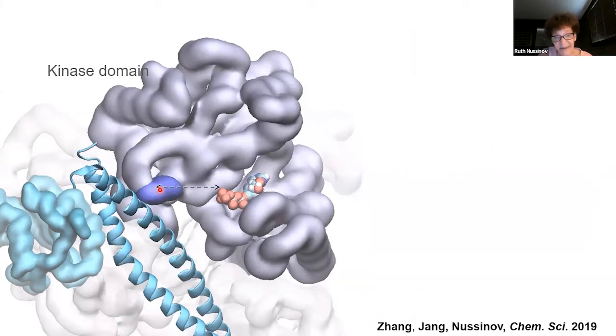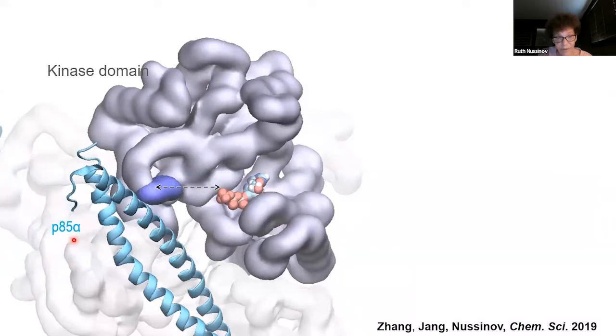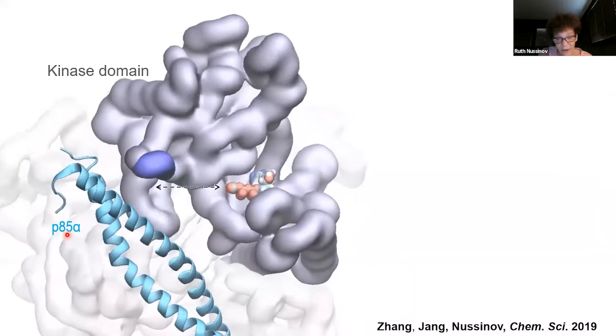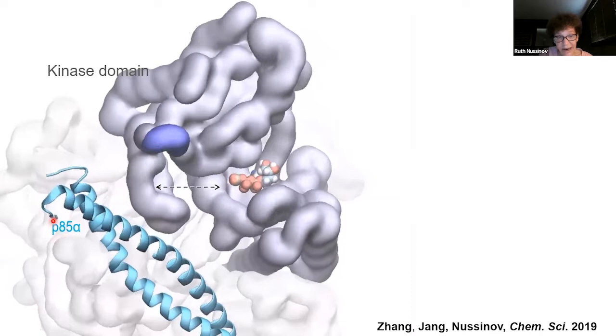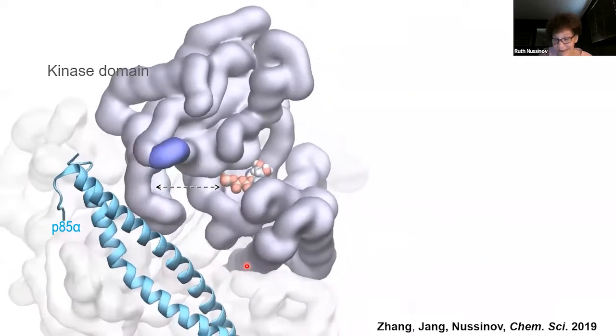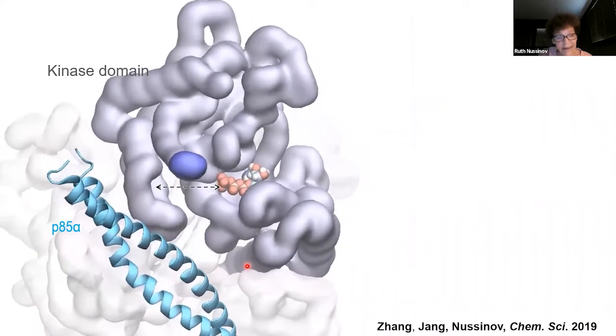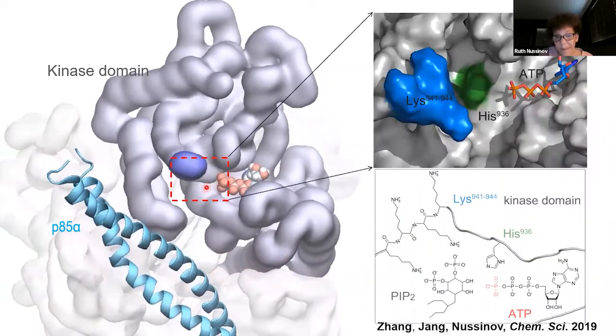And now we see this is the distance in the inactive state with the NSH2. We remove the NSH2, we do the simulations, and we follow this distance. And what we see is that this distance shrinks. So here again, we see the ATP and we see the basic residues. We did not put the PIP2 into the simulations.